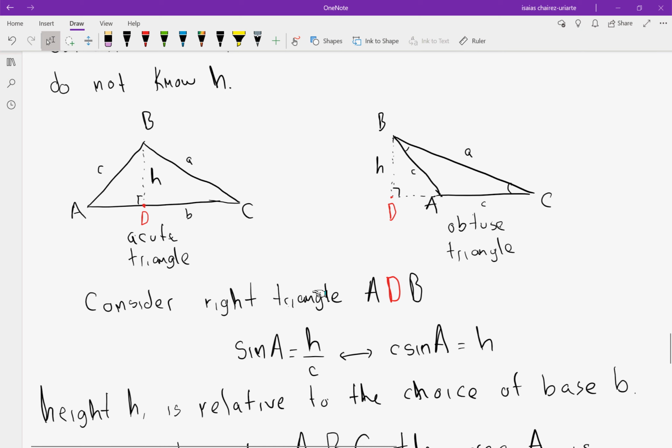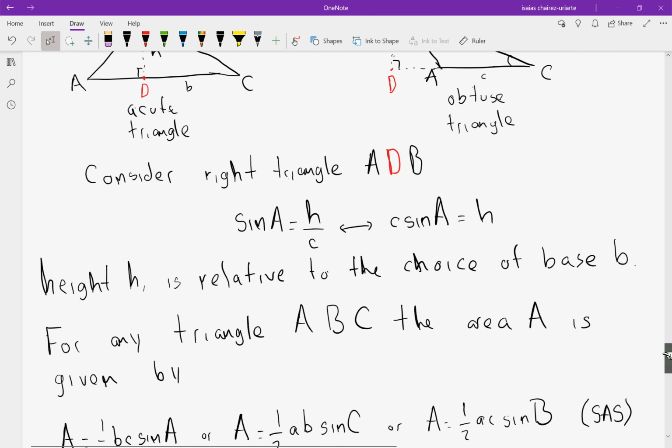So consider the right triangle ADB. Or over here in this picture it would be ADB, doesn't matter. In either picture you'll get the same thing. Sine of A is opposite over hypotenuse, so H over C, and then we solve for H, and now we have an expression for the height.